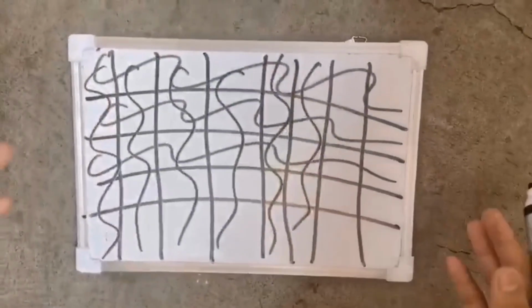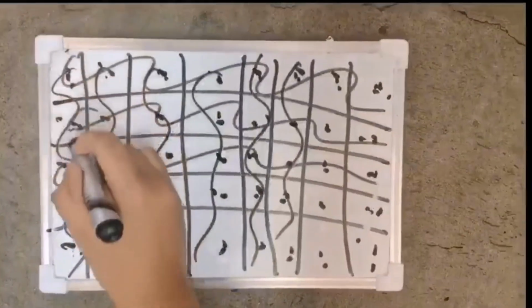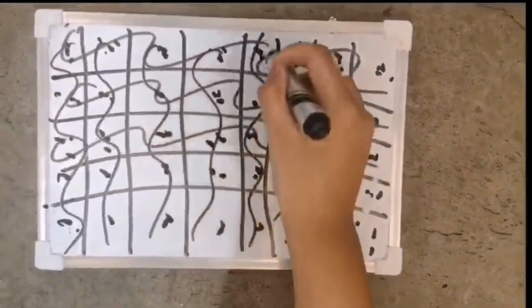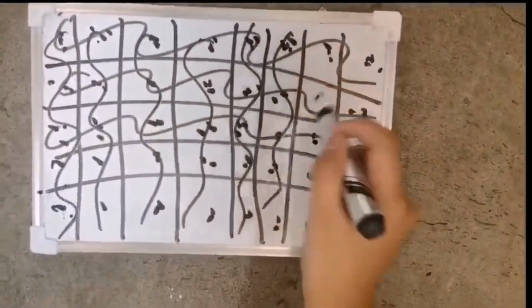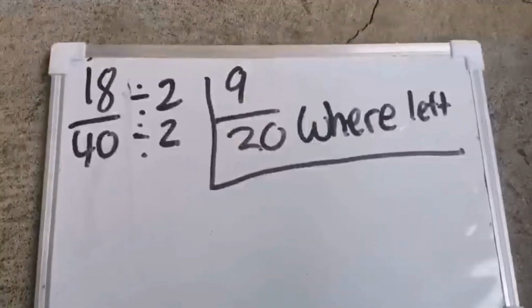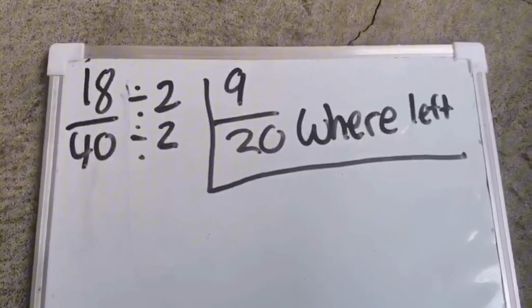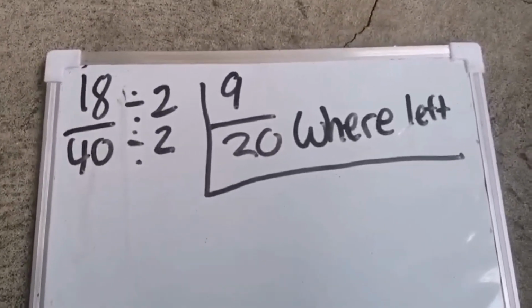We need to count now. The overlapping. 1, 2, 3, 4. We found 18. 18 divided by 2 is 9. And 40 divided by 2 is 20. And then we put a word left.